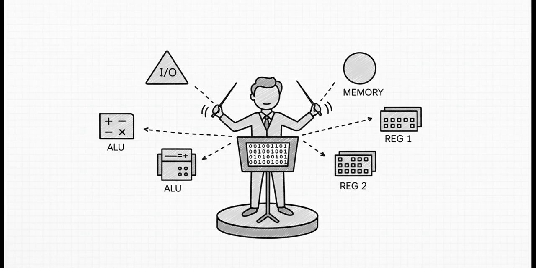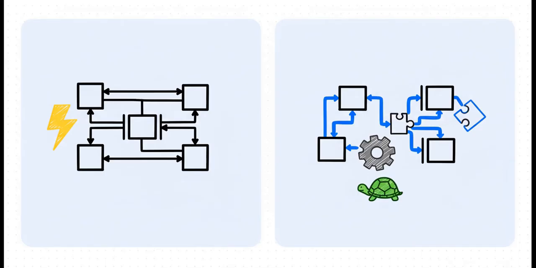Well, that is the job of level 1, the control level. The control unit is like the conductor of an orchestra. It reads the sheet music, which is the machine instruction, one note at a time, figures out what it means, and then points to the right sections of the orchestra, the hardware, to make the right sounds at the right time. And when you're building a control unit, you basically have two choices, and it highlights this classic engineering trade-off.